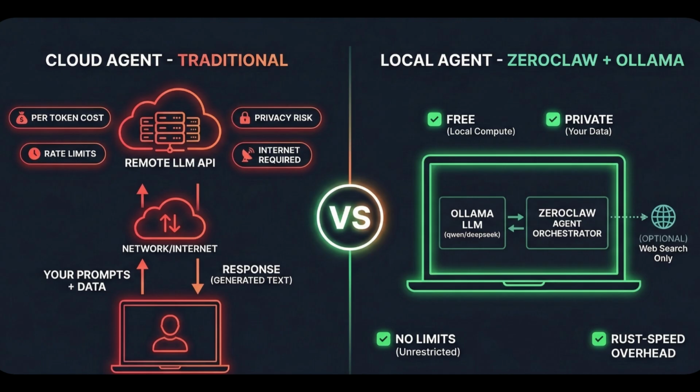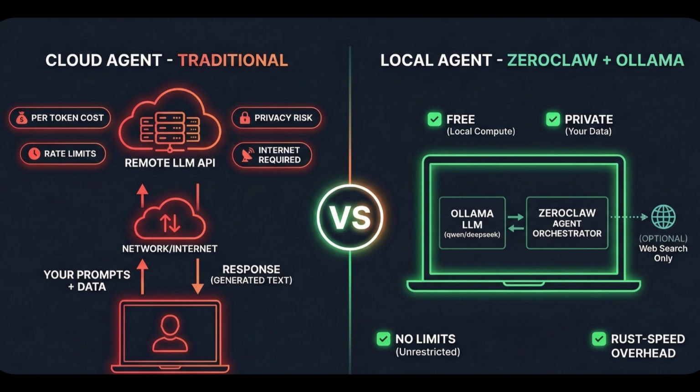The typical way people run AI agents involves sending everything to a cloud server. Your prompts, your data, your files. You pay per token, you have rate limits, and nothing is private. With ZeroClaw plus Ollama, none of that applies. The models run on your machine. The agents run on your machine. The only thing that optionally touches the internet is web search when you explicitly ask for it.